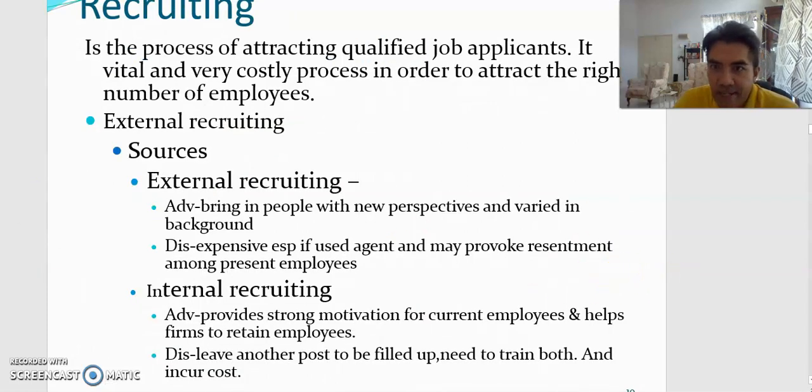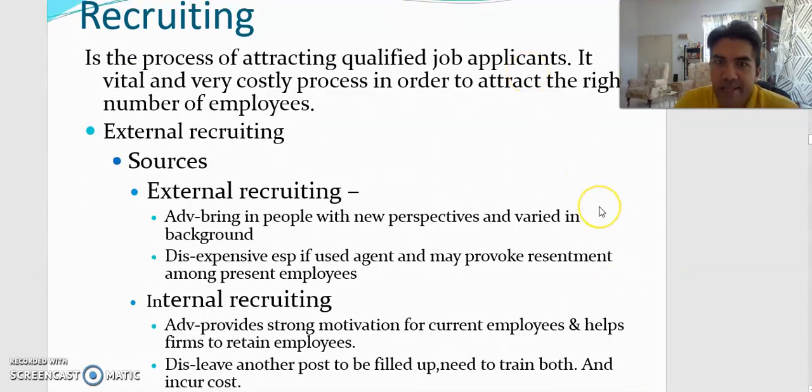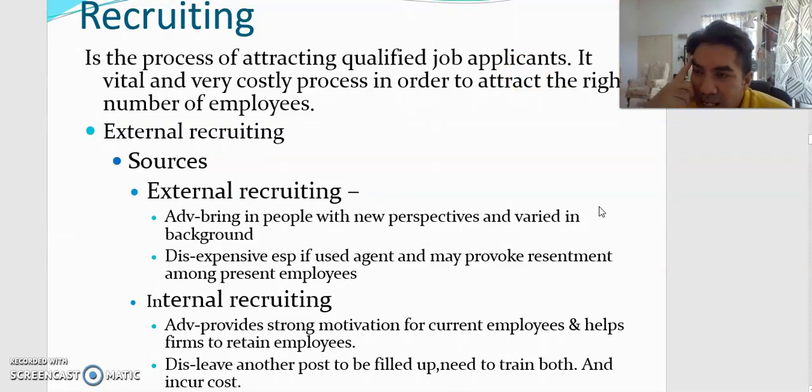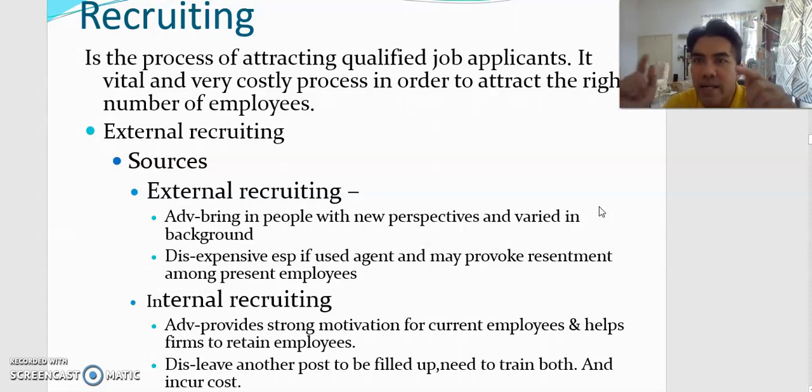So the next one is the recruiting part, which is the process of attracting qualified job applicants. Like I said earlier, it is the process of attracting. And we want to invite and welcome as many potential candidates as possible. The larger the pool of qualified applicants that you can obtain, the better you can identify the best potential candidate to fill that particular position.